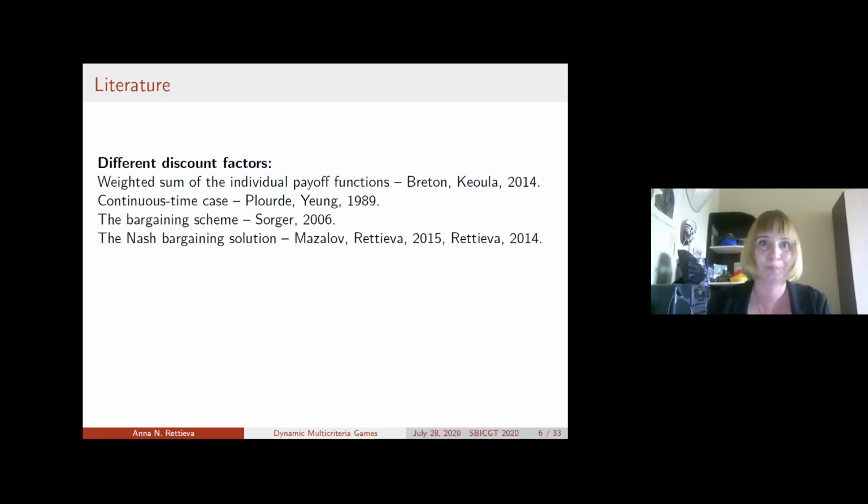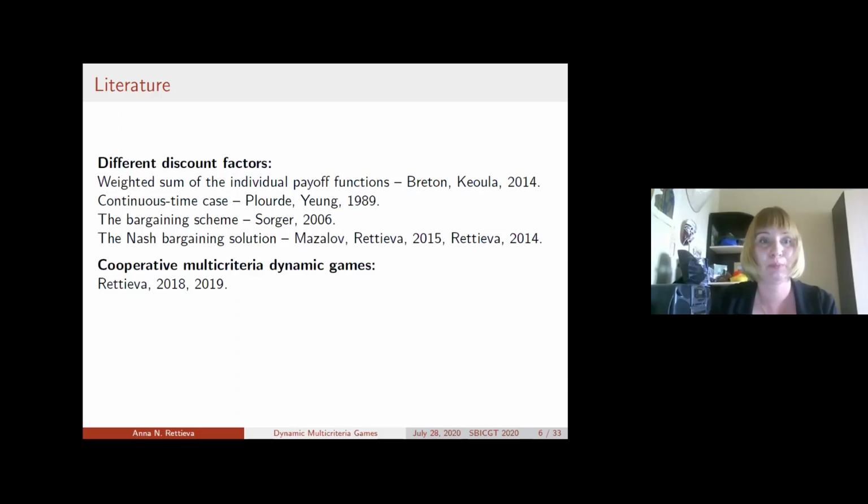There are some approaches for how to construct cooperative behavior when the discount factors differ. For example, Breton suggested to consider a weighted sum of individual payoff functions, and in the continuous case the same had been done by Plot. And another approach was presented by Sorger. He used the bargaining scheme to construct the cooperative equilibrium. In our previous work, not on multi-criteria games, but on dynamic games with different discounting factors, we used the Nash bargaining solution to construct the cooperative behavior.